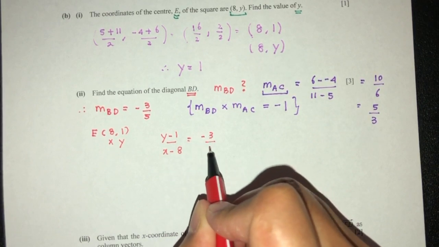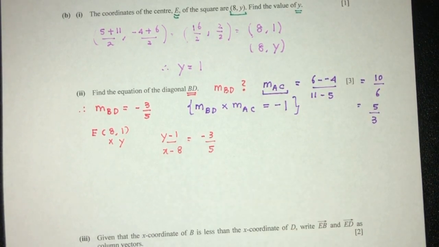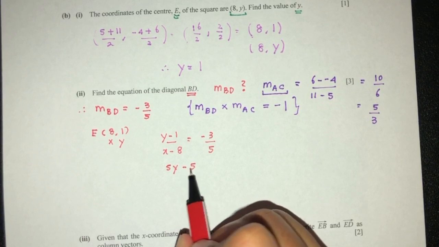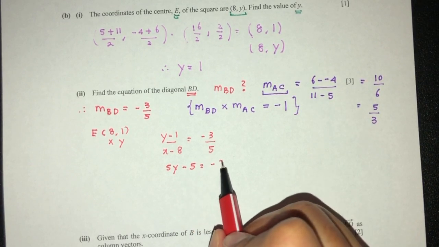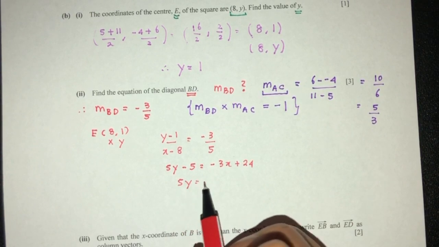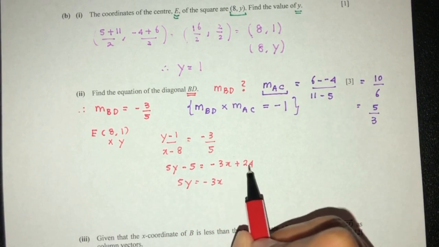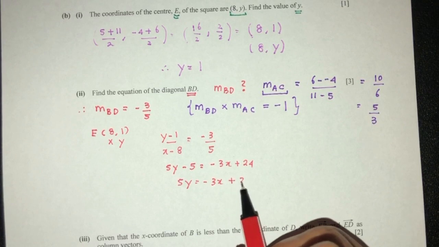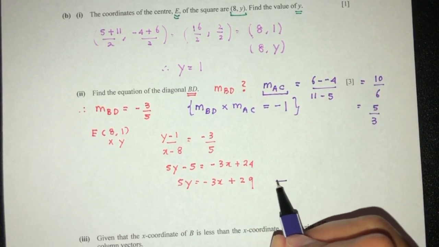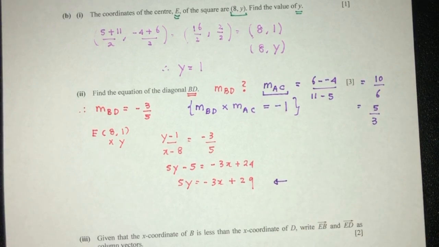Again, this is just the method that I use to find the equation of a line. If you have some other method, you can always use your own method, right? Cross multiply, you will have 5y minus 5 equals minus 3x plus 24. Now we have 5y equals minus 3x plus 24 plus 5, that should be plus 29. So this is my equation of BD. Now again, you can always simplify and make y the subject. It is up to you. You don't need to.